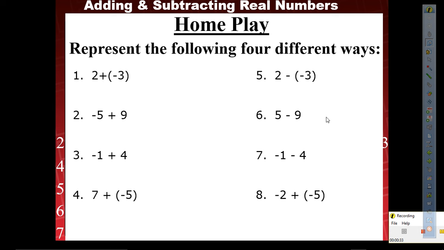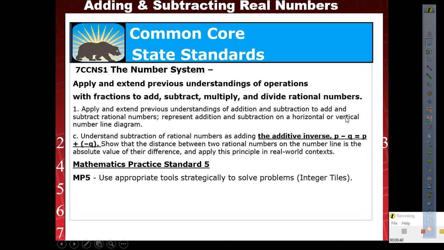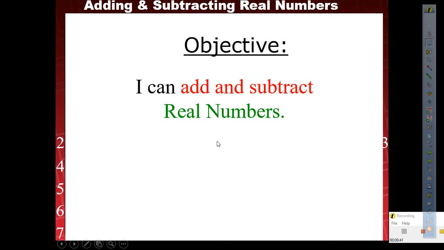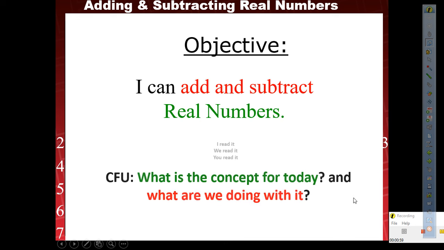So let's get started. Get your Cornell note in front of you. And our objective for today is I can add and subtract real numbers. Stay with me because it's going to go a little bit faster, so just bear with me. I can add and subtract real numbers. Read together. 1, 2, 3. I can add and subtract real numbers. All right, so that goes on the bottom left. Copy that.